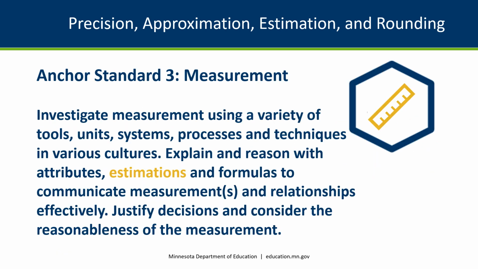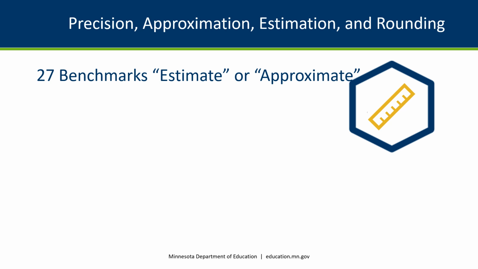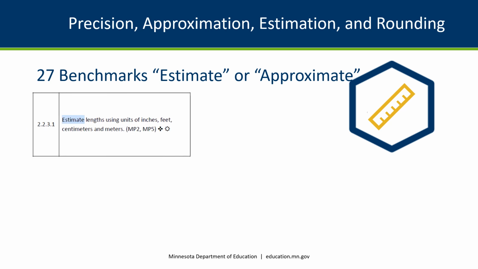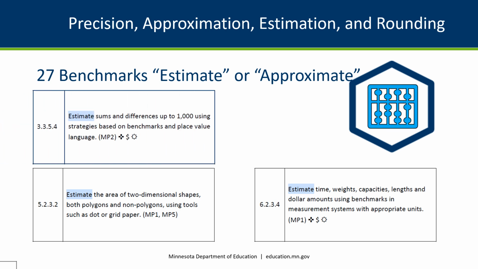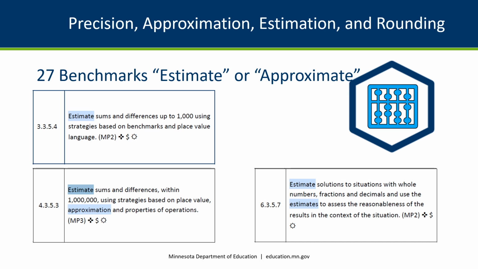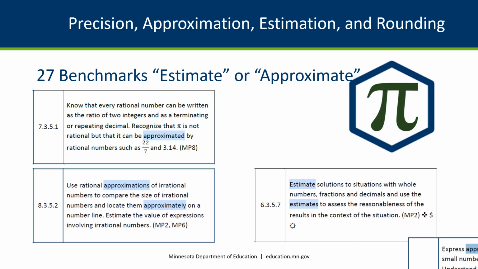Estimation is specifically mentioned in Anchor Standard 3 on measurement, but it also shows up elsewhere. There are many benchmarks that specifically mention estimation and approximation. Measurement benchmarks estimate length, area, time, and various capacities. There are also benchmarks in Anchor Standard 5 on number relationships for estimating computations and solutions to problems. This is where Math Practice 6 really shines, knowing the appropriate degree of precision that is needed for the context of the problem.